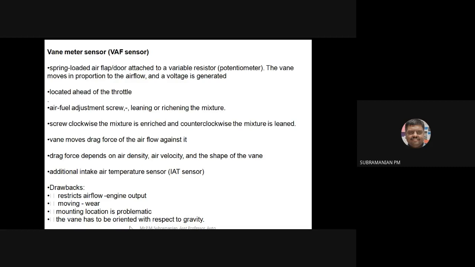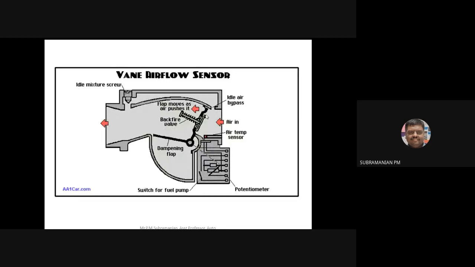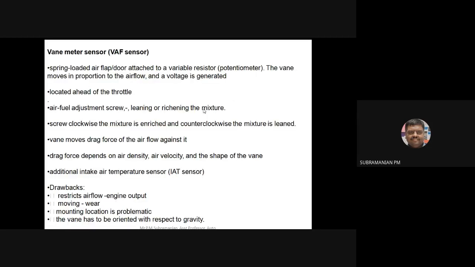Another thing, this is the main thing you have to focus on. I can't keep the vane just like that. The vane should be oriented properly with respect to gravity. Then only the air drag will be acting and I will be able to measure the mass air flow rate. Otherwise, I will not be able to measure. So that is very, very important: the orientation of this drag plate. So that is about the mass air flow sensor, that is the vane meter sensor, VAF.